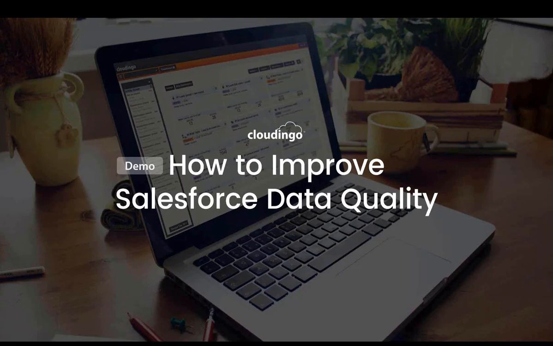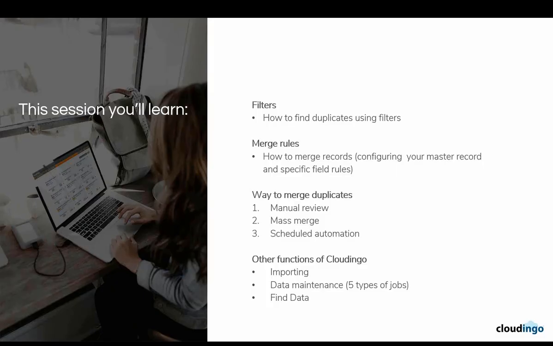Today we're going to talk about a number of different tools that you can use to improve your data quality, as well as showing you how it looks in action with Cloudingo. So in this session, we're going to talk about filters, which are the queries we can build for different types of jobs, whether it's data maintenance or deduping. We're also going to show you how the merge rules work.